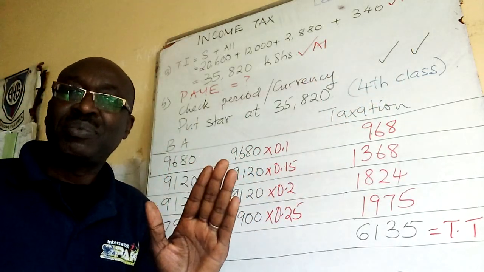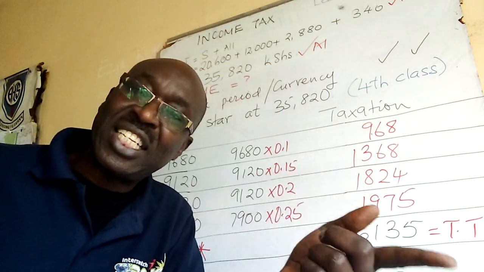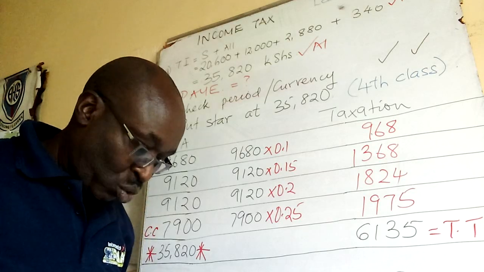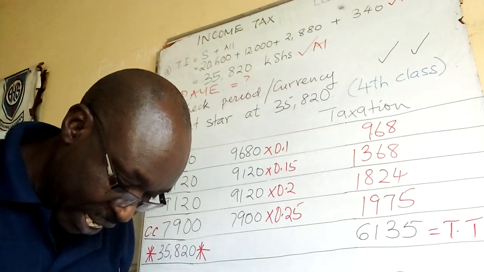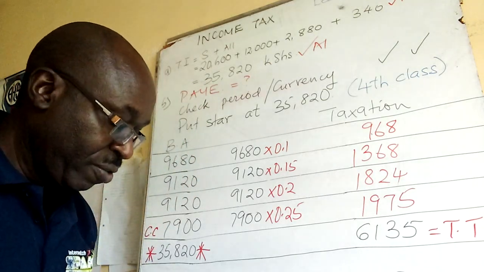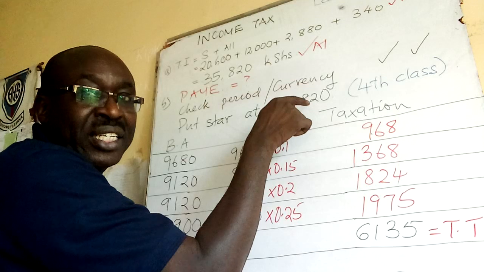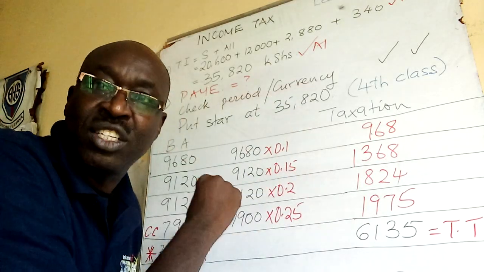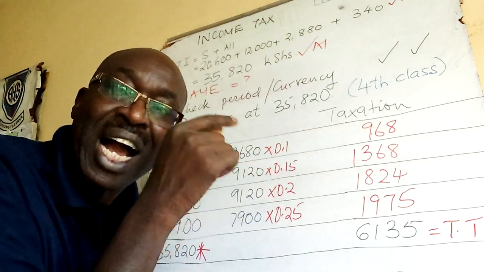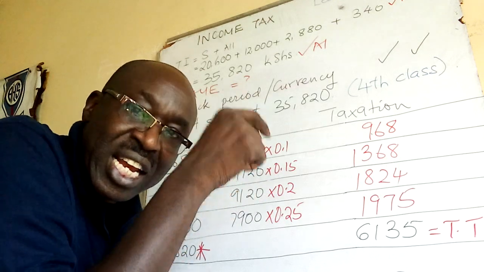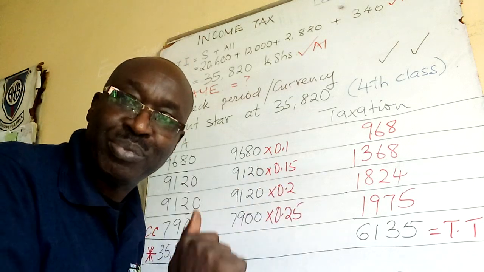Once you do that, you go to where the taxable income lies in the classes. So we have 35,820, which will lie in the 4th class. Put a star at that. Where does this money lie? It is not in the 1st class, it is not in the 2nd, it is not in the 3rd, it is in the 4th. Put a star there. And that money in that class is your upper limit, the top.